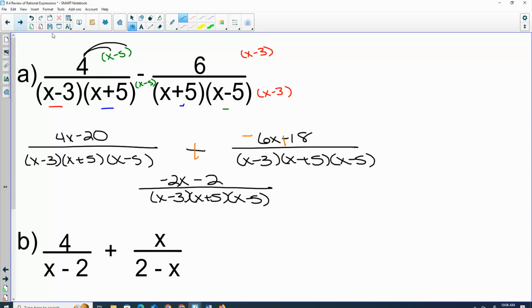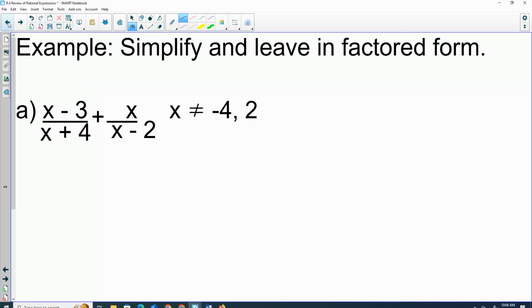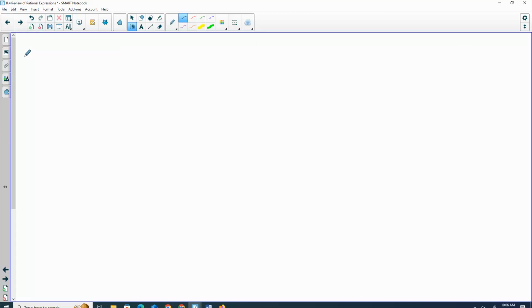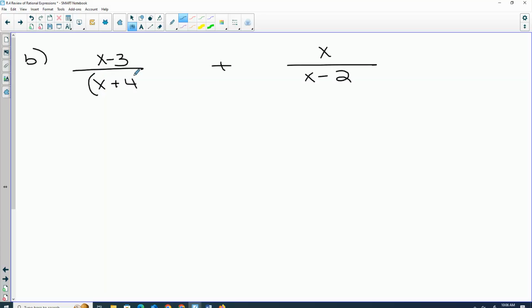Let's not do that one. Let's do, I'm going to add one. So you have to get a common denominator, even though there aren't parentheses written. We can't factor this, so you have to think of this as an x plus 4 in parentheses, and x minus 2 in parentheses. Why don't you try it?